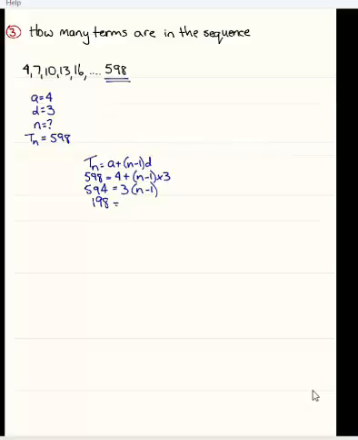So 198 is equal to n minus 1. So what's n? N has to be 199. And the beautiful thing about this is you can then double check. If you put 199 back in to the formula there, you would get 4 plus 199 minus 1 times 3. And that'll give you your 598.